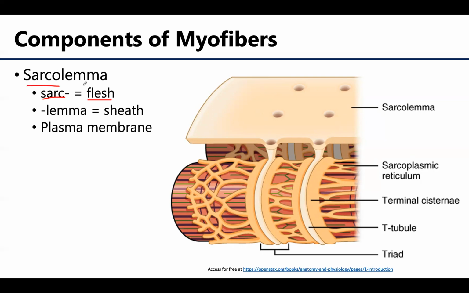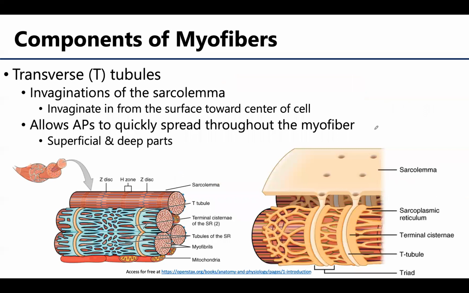So let's start with the sarcolemma. Sarc means flesh, lemma means sheath, and in essence, the sarcolemma is the plasma membrane of a muscle cell. You can see that in this cartoonish image, surrounding the contents of the muscle cell. Now, certain areas of the sarcolemma will invaginate, or tunnel into the surface and go into the inner contents of the cell. This is referred to as a transverse tubule, or T-tubule.